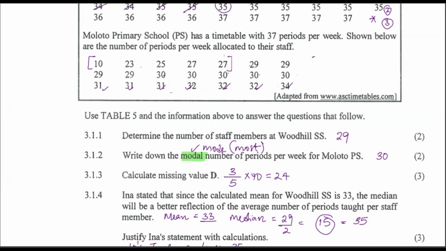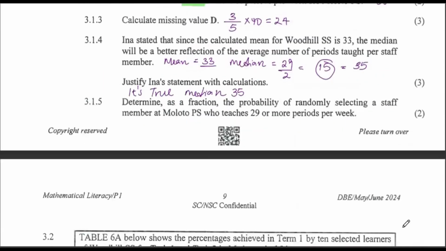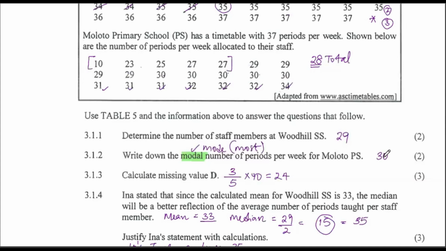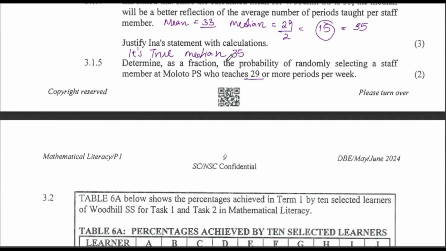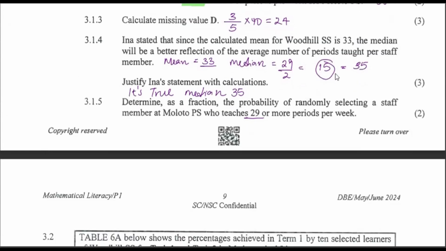You get 28, this is the total number of teachers. Out of the 28, what's the probability that you get someone who has 29 periods and above or more? We are looking for a teacher who teaches 29 periods or more. So of the 28, we're going to remove these 1, 2, 3, 4, 5. What do you remain with? So it's 23 out of 28. That's what they wanted us to do, a fraction. So the answer here for 3.1.5 is 23 out of 28.